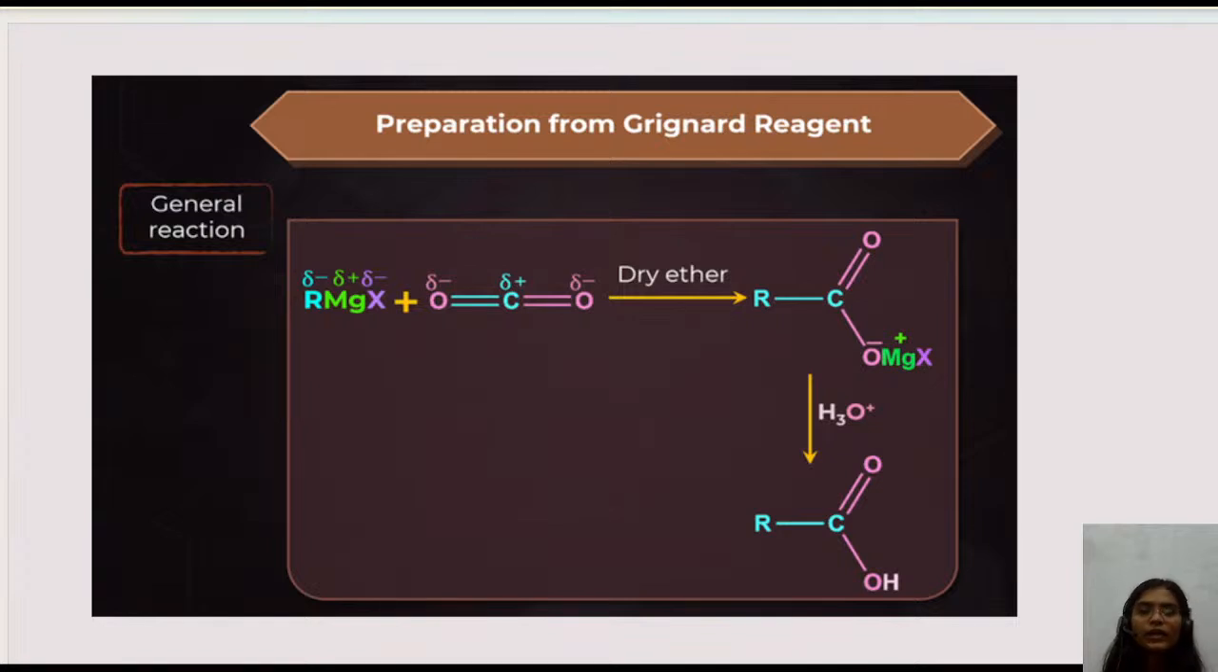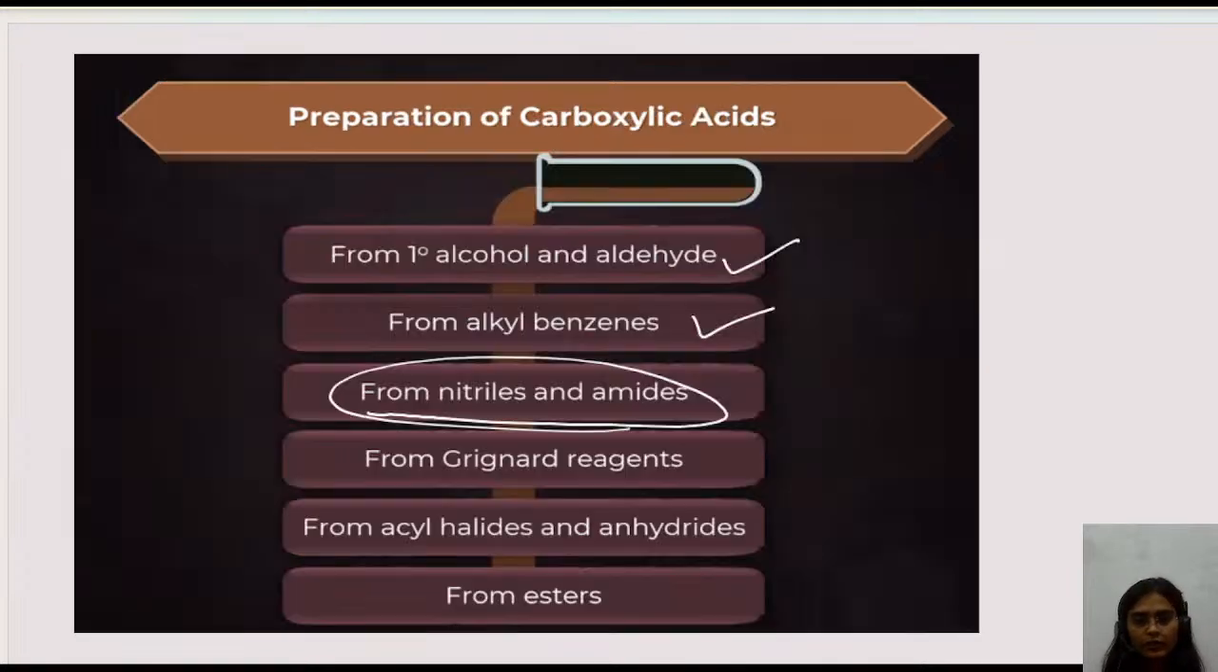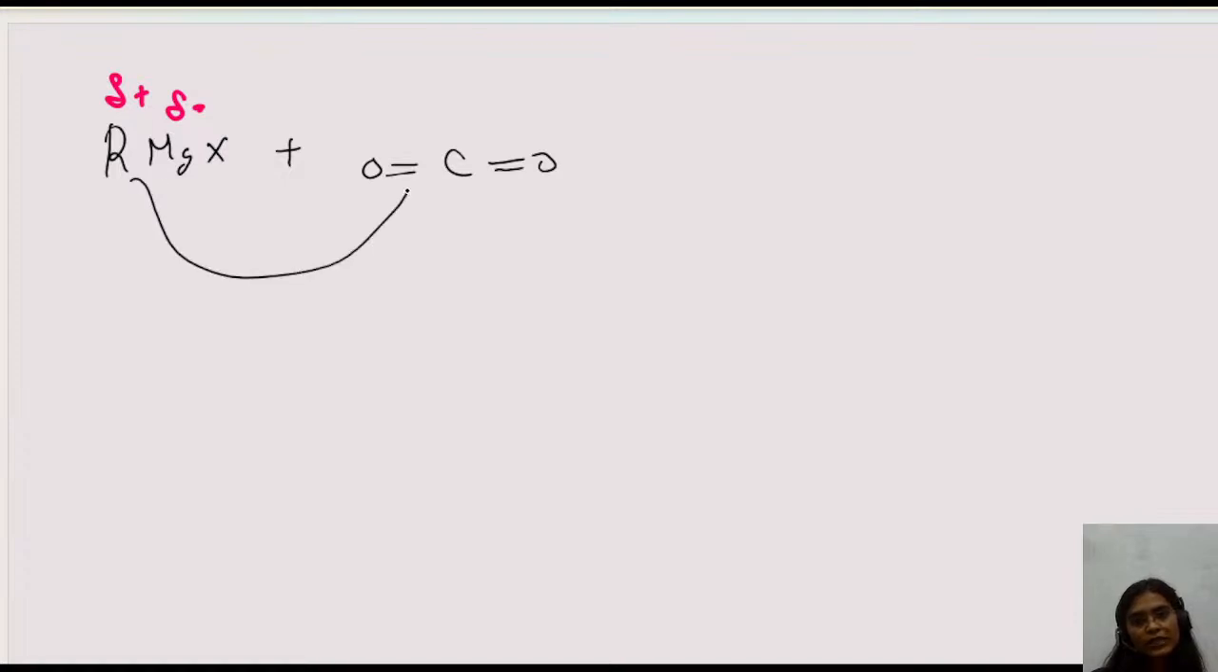Now let's see the last part, that is from Grignard reagent. Okay, the fourth method is from the Grignard reagent. Again, Grignard reagent we already know. Let's just quickly discuss the mechanism. If I am using RMgX plus CO2 gas there, in this case, R has a partial negative charge and magnesium has a partial positive charge. So this R simply attacks here on the CO, and this bond opens up.